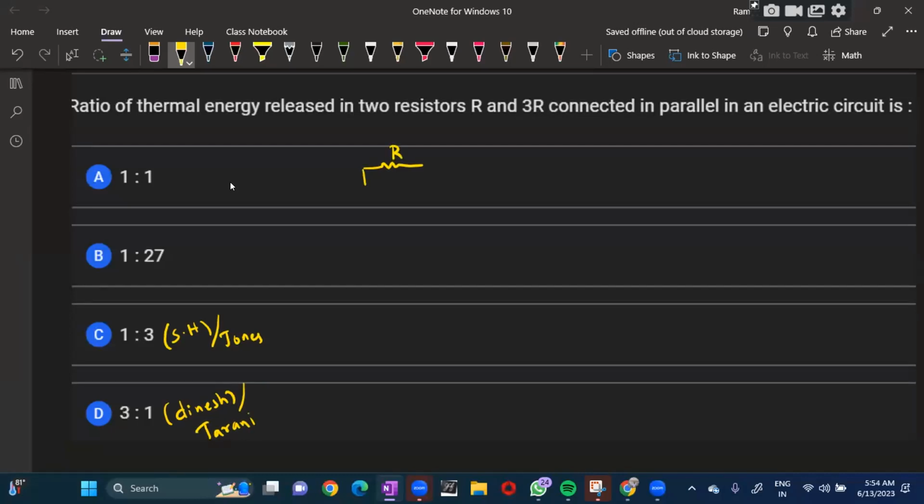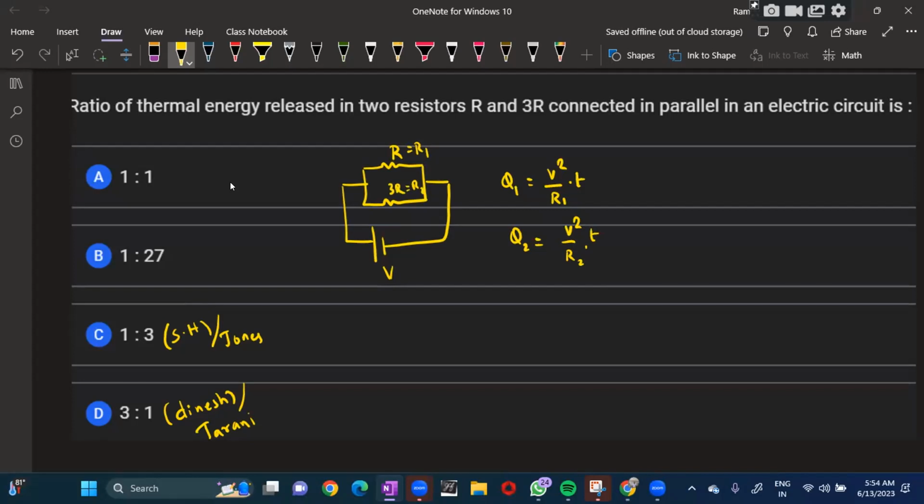This is R and this is 3R. They are connected in the parallel combination, right? Connected to a battery of voltage capital V. How much heat energy is developed in the first resistor, tell me? Q1 equal to how much? V square by R1 into T. What is the heat energy developed in the second resistor? V square by R2 into T. Is my point clear, all of you?